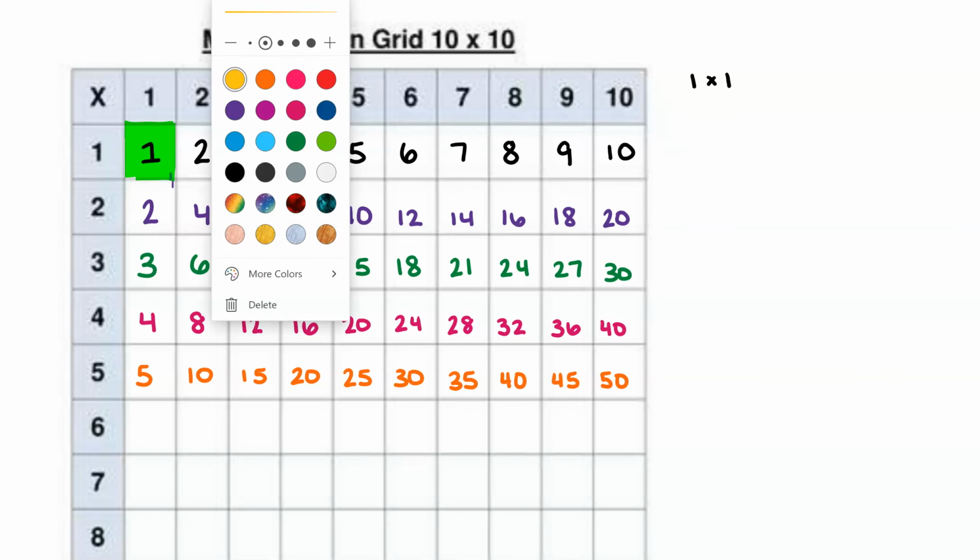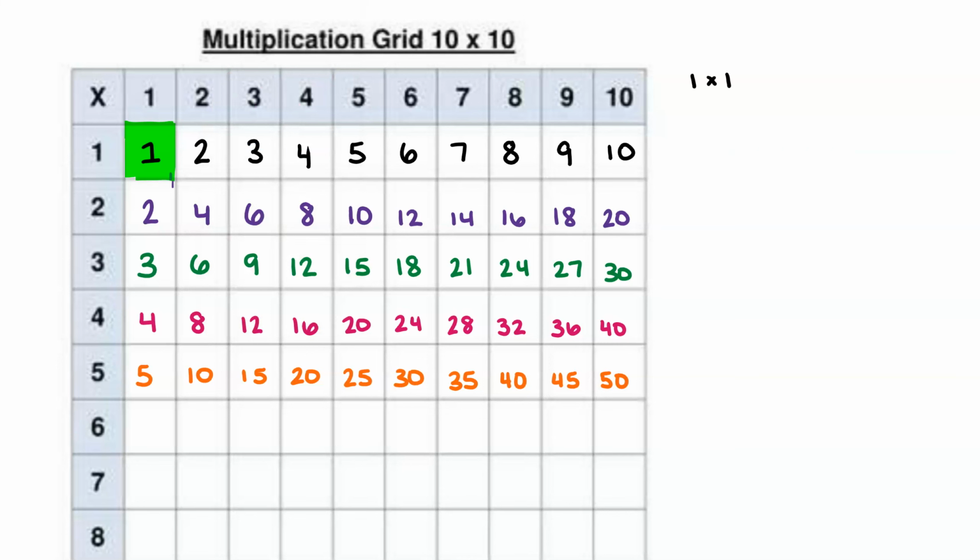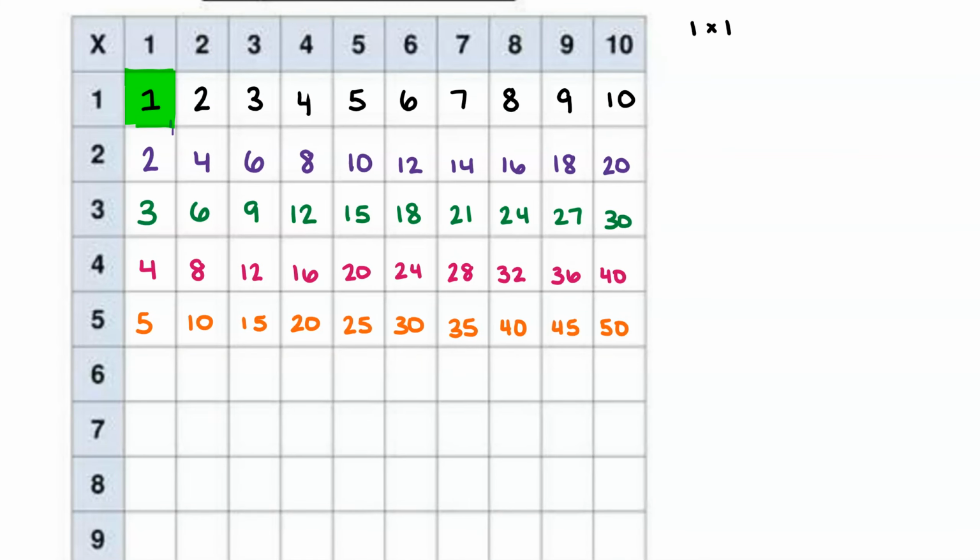So in that row, we're going up by 5s. In this next row, we're going up by 6. So 6 times 1 is 6. 6 times 2 is 12. 6 times 3 is 18. 6 times 4 is 24. 6 times 5 would be 30. 6 times 6, 36. 6 times 7 would be 42. 6 times 8, 48. 6 times 9, 54. And 6 times 10 is 60.